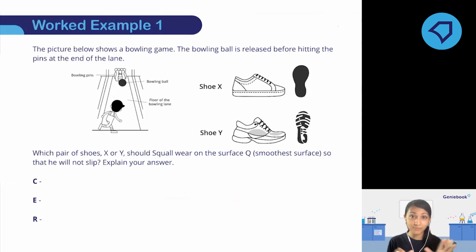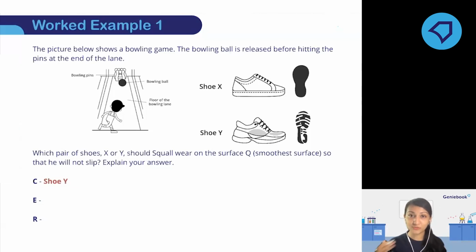Still on the same scenario, but now they changed a bit of information. Okay, which pair of shoes X and Y should Squall wear on the surface Q so that he will not slip? So you look at the surface of the shoe, right? The bottom part, the soles. Notice that X looks like that, and then Y looks like that. So what is the claim? What is the claim? Yes, okay, so shoe Y. How about the evidence?